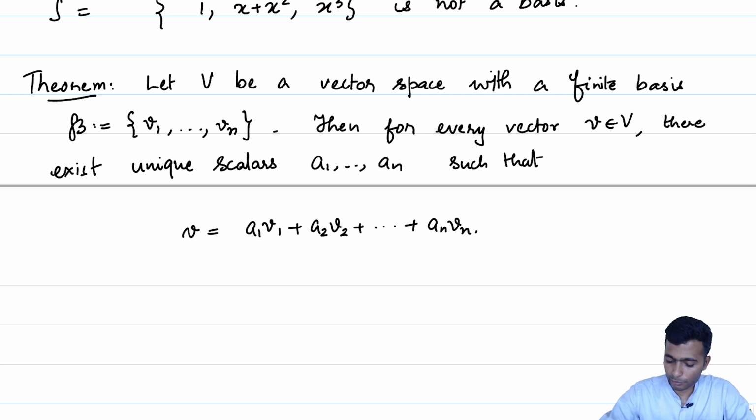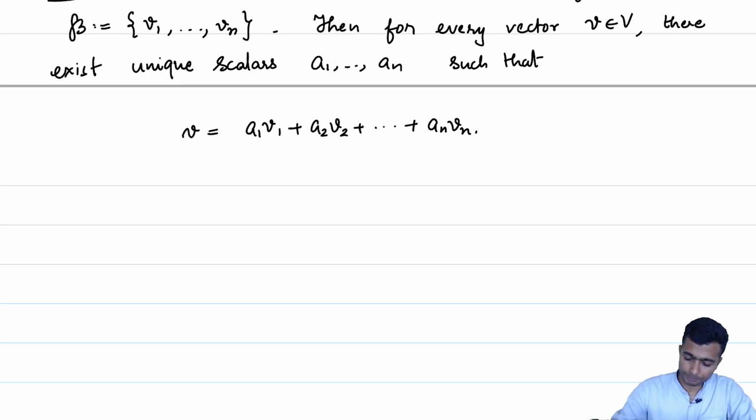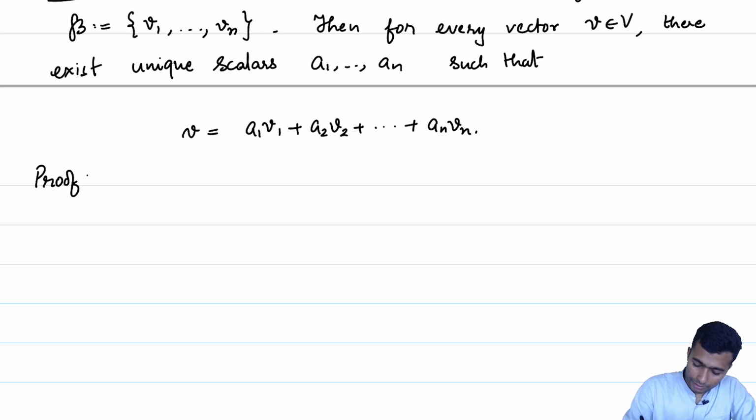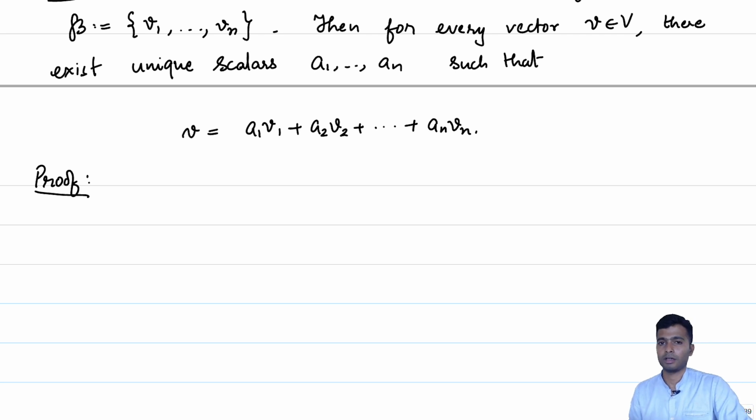Let us give a quick proof of this theorem. As I was mentioning, this is quite remarkable. Given any vector, we have a1, a2 up to an uniquely determined in terms of v1, v2 up to vn, where a1, a2 up to an are elements in R, so they are scalars. All right.